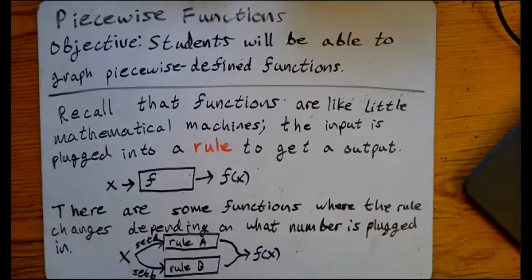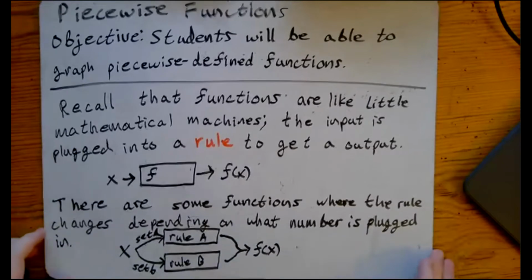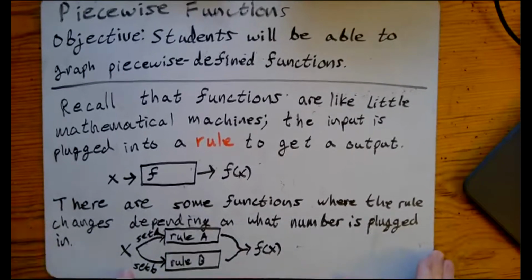Now, this is still one function. Each input has one and only one output. You know, the main definition of a function is that for every input, there is only one output. So it still has to pass the vertical line test and all that, but when x is a certain set of numbers, it'll use one rule, and when x is a different set of numbers, it'll use a different rule.